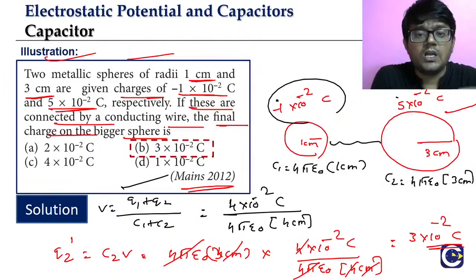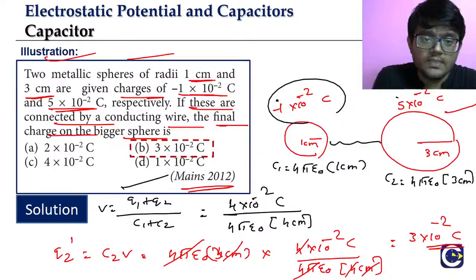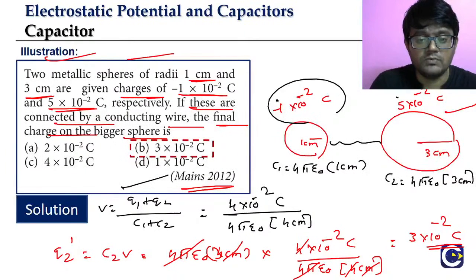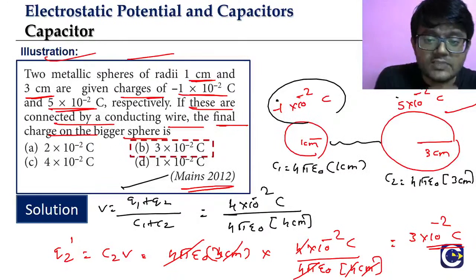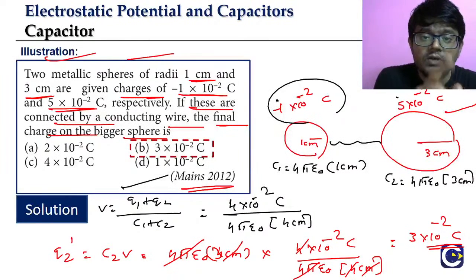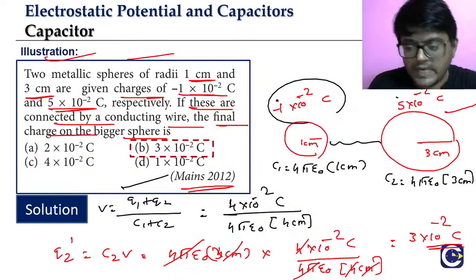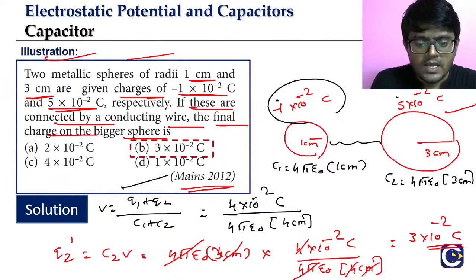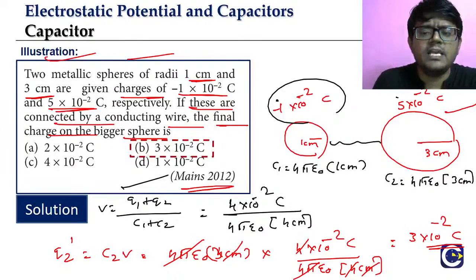What is it? Common final potential oda value enna, C1 V1 plus C2 V2 by C1 plus C2. அந்த formula நம்ம யூஸ் பண்ண போறோம். They are giving initial charges means இங்க என்ன வரும், Q1 plus Q2 by C1 plus C2. அதுதான் final common potential oda value. Okay. அது இருந்தா அங்கல இருந்து we will just be able to easily calculate what is the final charges.